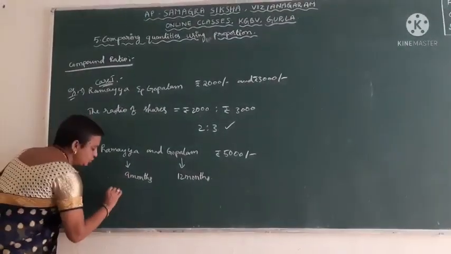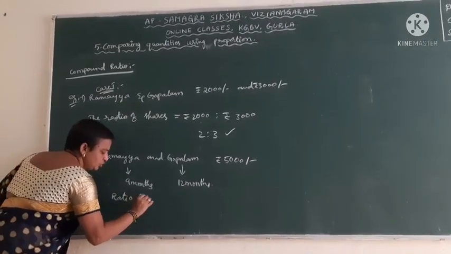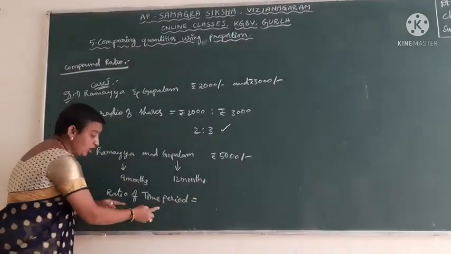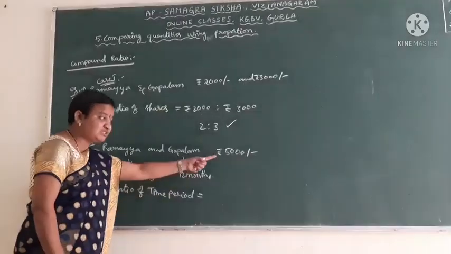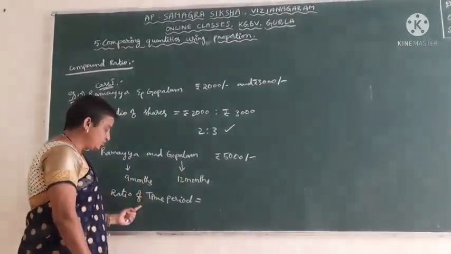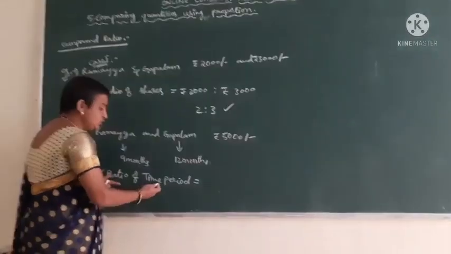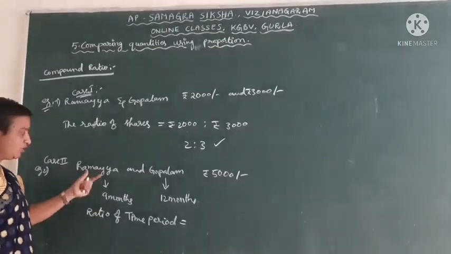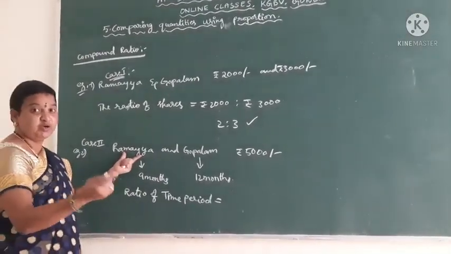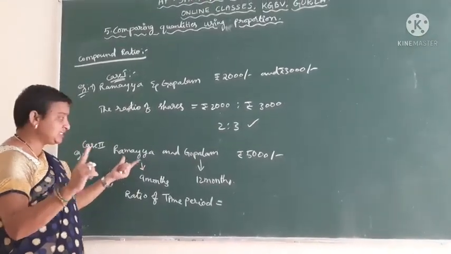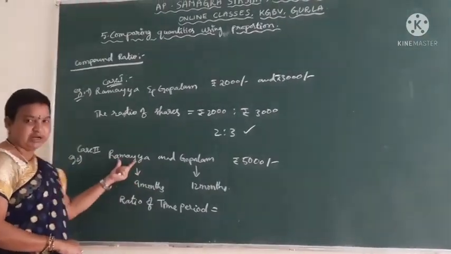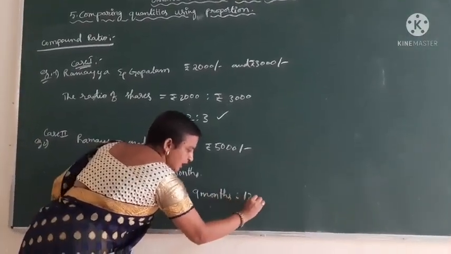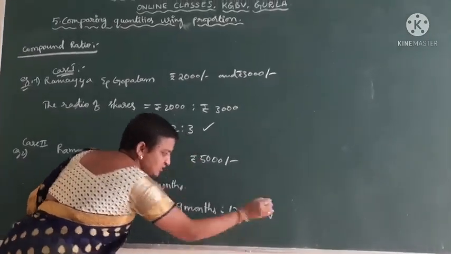Okay, so the ratio of time period. We need to find the ratio of time period because their investments are the same. That's why we have to find the time period. So for the ratio of time period, first we have to write the time period of Ramaya because he is the first person. We already know ratio means ordered comparison. That's why we take the time period of Ramaya, 9 months, is to 12 months.